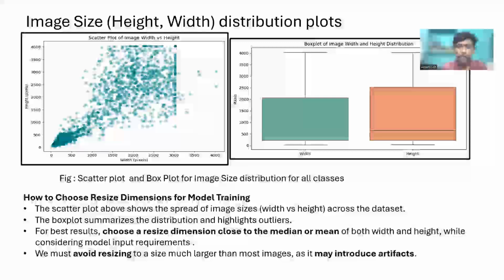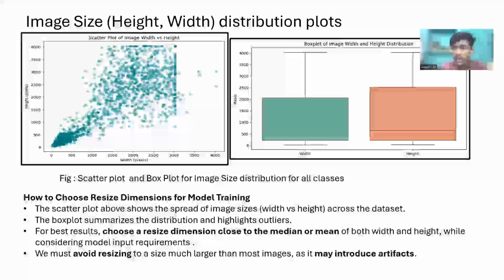The objective of plotting this is to choose a particular resize dimension based upon the median or mean of the overall images, or it may be based upon the need of the model. For example, some machine learning models need the incoming data to be transformed into 64 by 64 pixels, or 128 by 128, or 240 by 240, or 640 by 640, right? And depending upon the resize size, the architecture is developed.